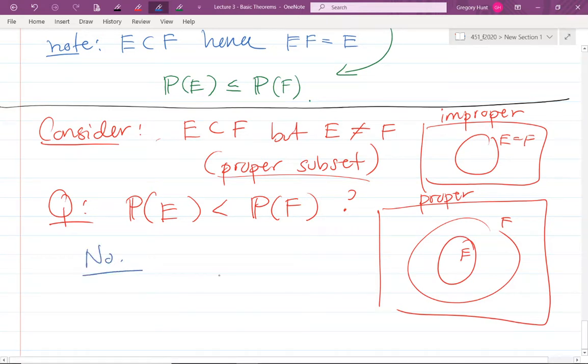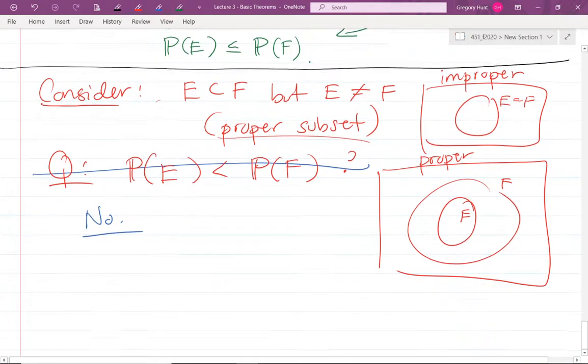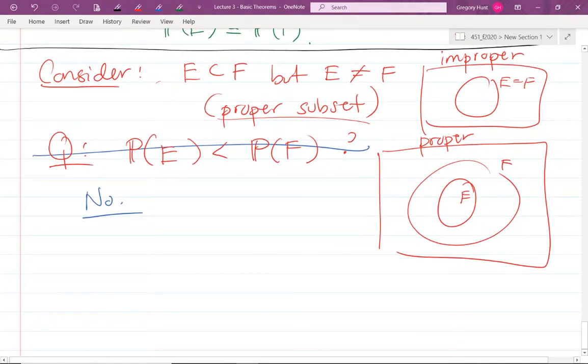The answer, maybe surprisingly, is no. That is not allowed or true. It's possible that E is a proper subset of F, but does not have smaller probability. So this is where our intuition with probability breaks down a little bit. That seems like it shouldn't happen.